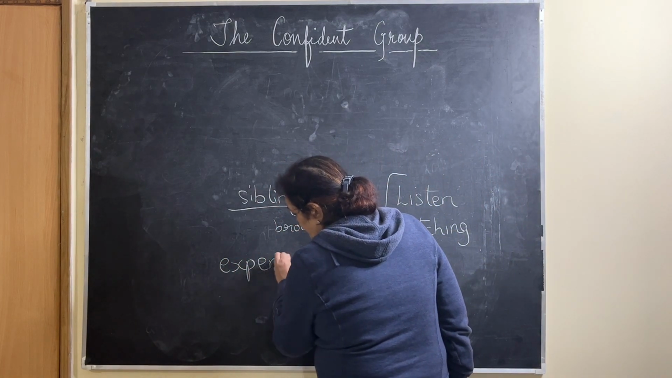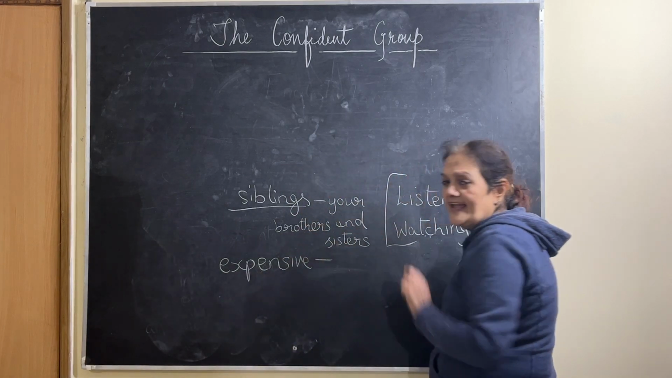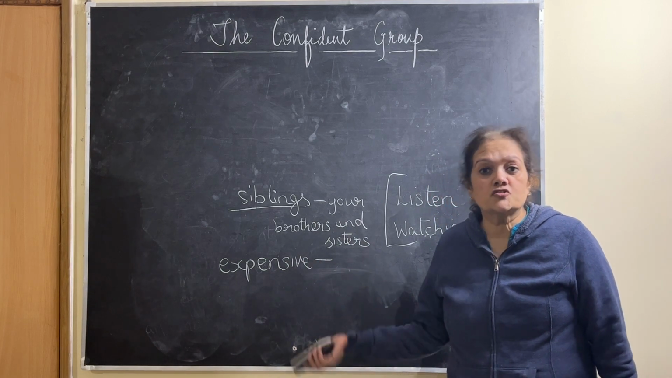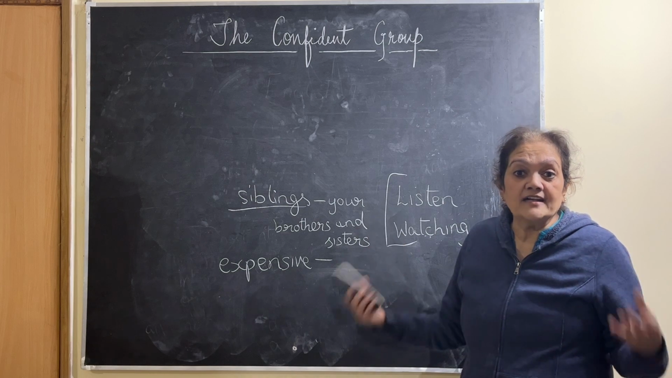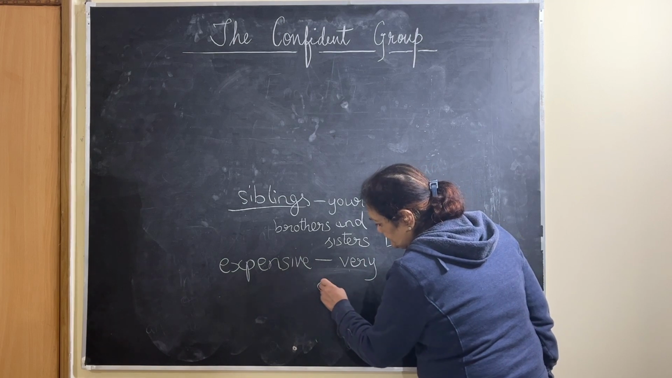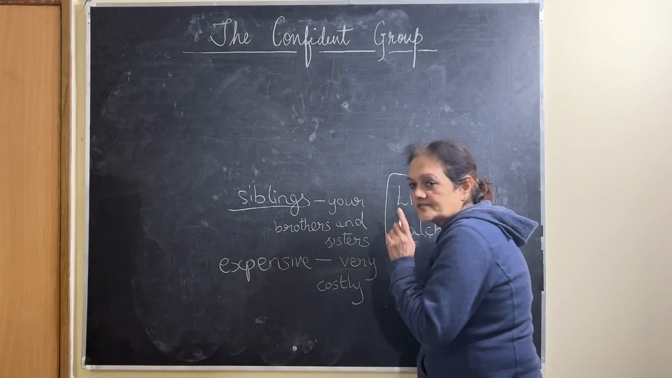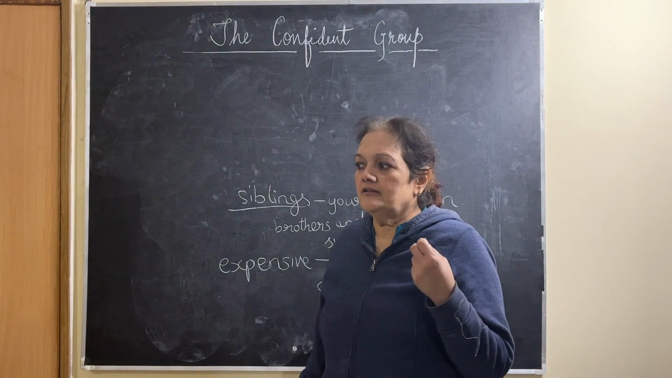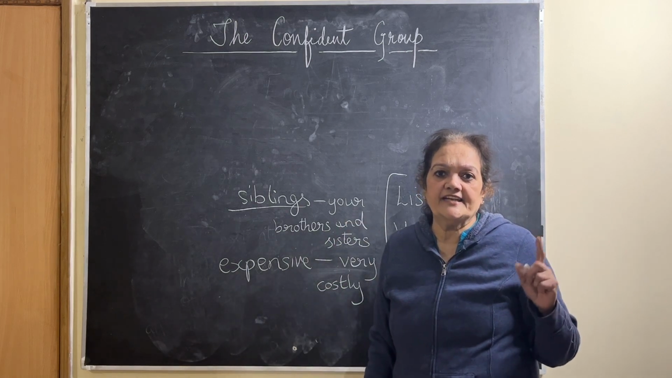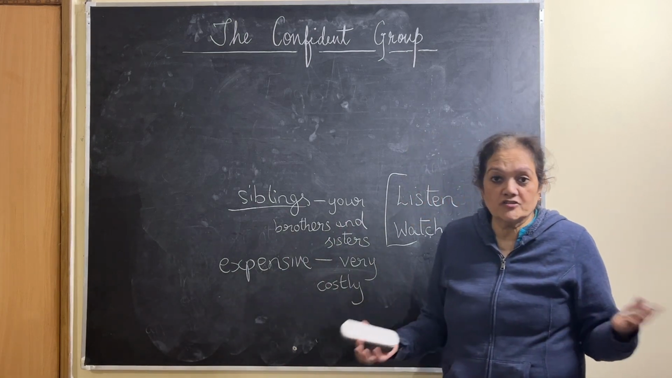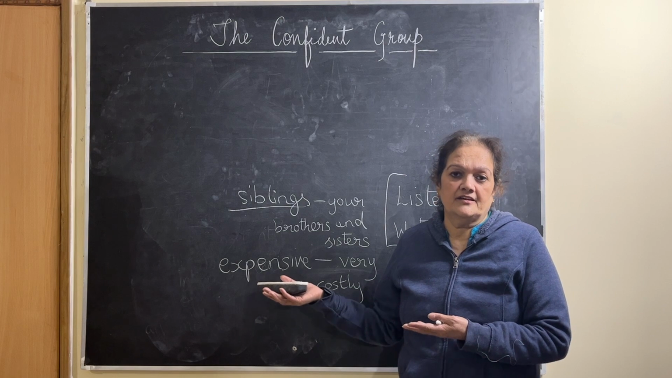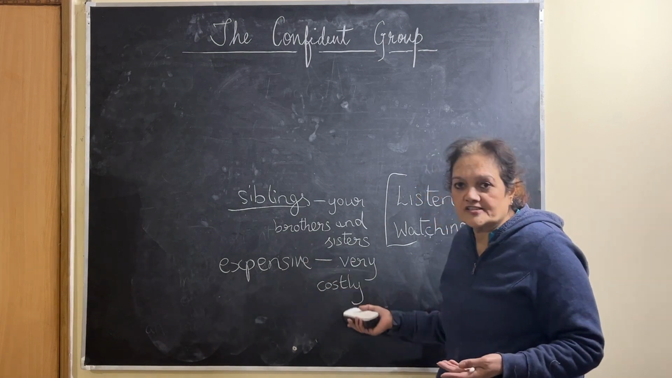So we will learn new words every day. Expensive. I don't know if you know the meaning of expensive, but those who do not know the meaning, expensive means mehenga, very costly. Like this television is very expensive. This phone is very expensive. That means it's very costly. I cannot buy it. This lamp is very expensive. I cannot buy it for my room. So it's very costly, so I can't buy it.